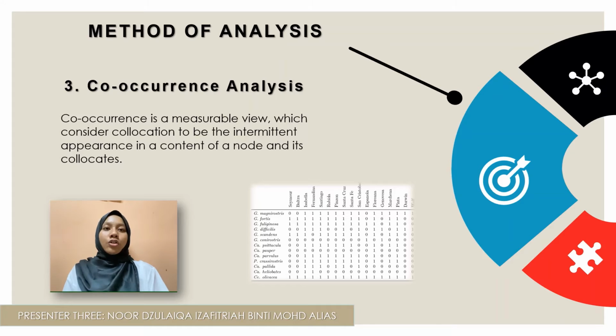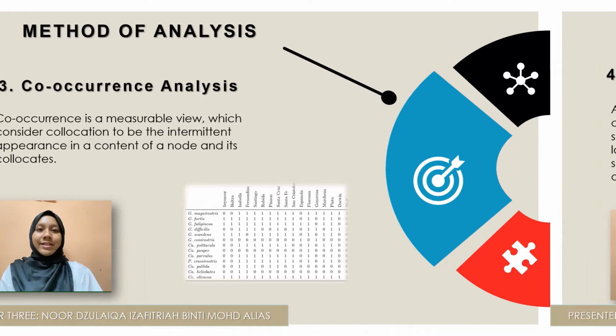Next is co-occurrence analysis. Co-occurrence is a measurable view which considers collocation to be the intermittent appearance in a text of a noun and its collocate.